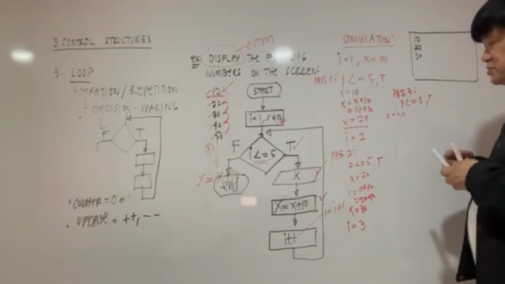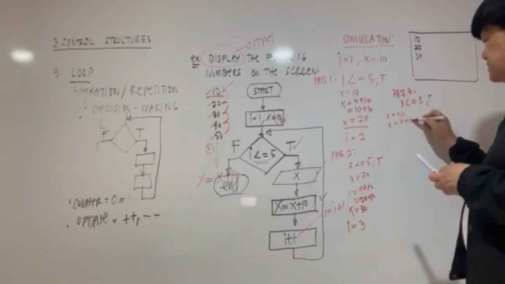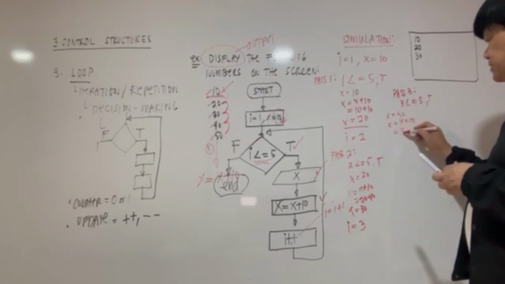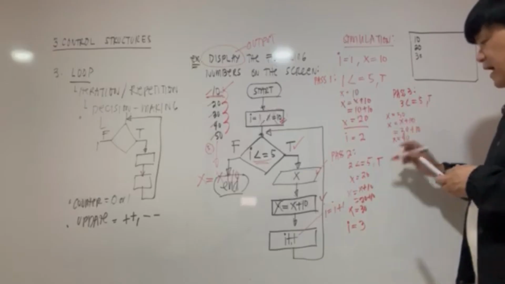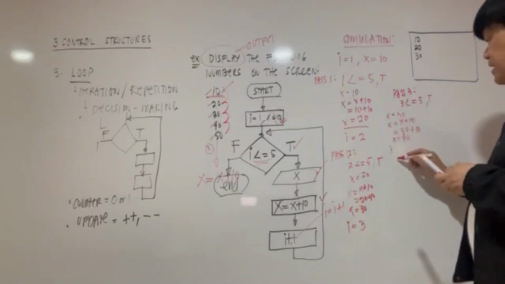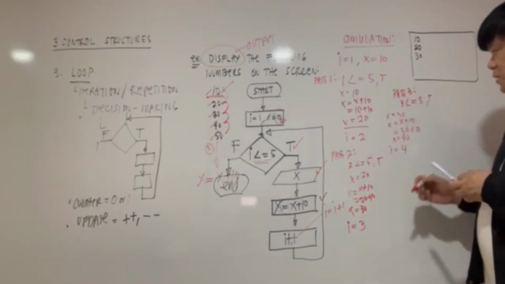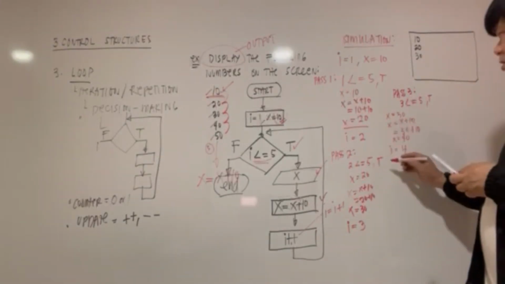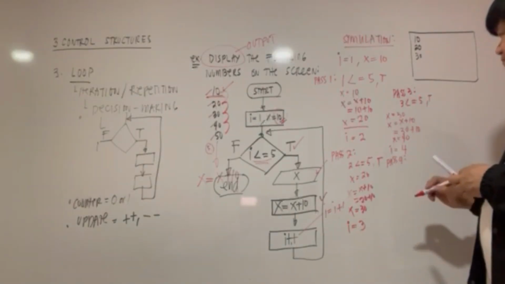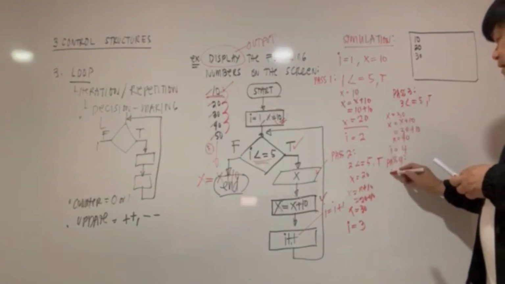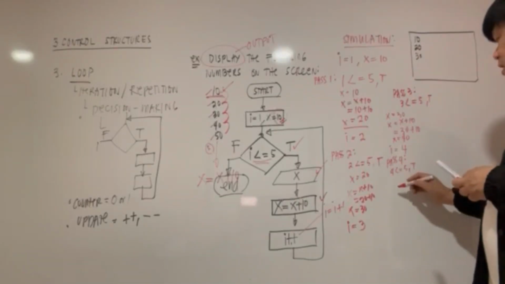Then, next instruction is x is equal to x plus 10. What is x? 30 plus 10, that becomes now 40. And then next instruction is I is equal to, this time it's 4. 3 plus 1 is 4. Then we go back to the loop, to the condition that is now pass 4. So let's say 4, is it less than or equal to 5? If that is true, okay?